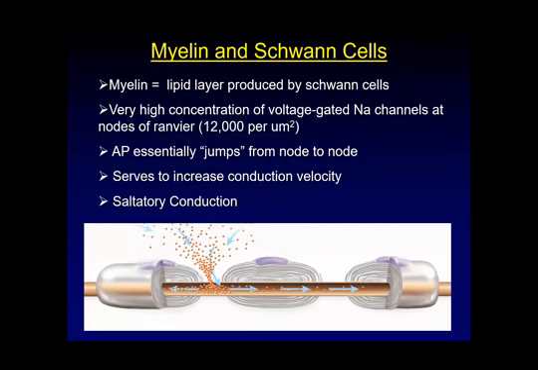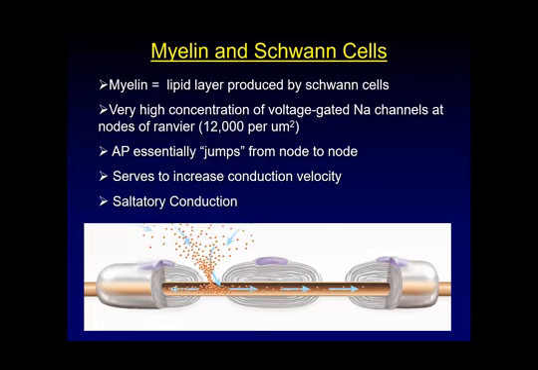But you have Schwann cells, and then they produce this myelin, which is these fatty lipid layers, and it wraps itself around the axons. And then at the nodes of Ranvier, we're going to have very, very high concentrations of sodium and potassium channels.